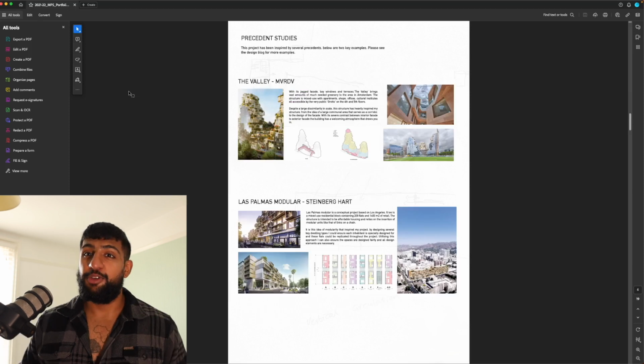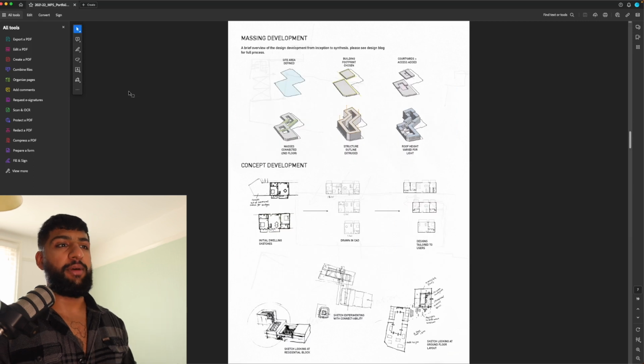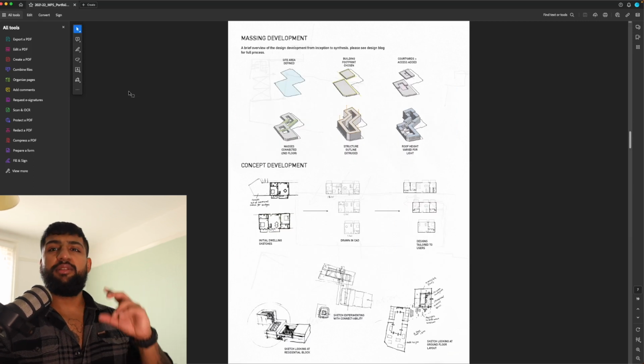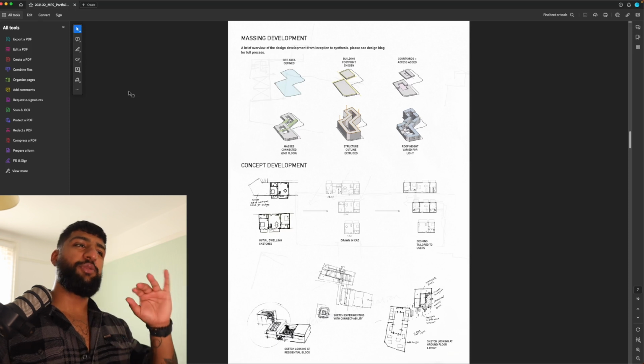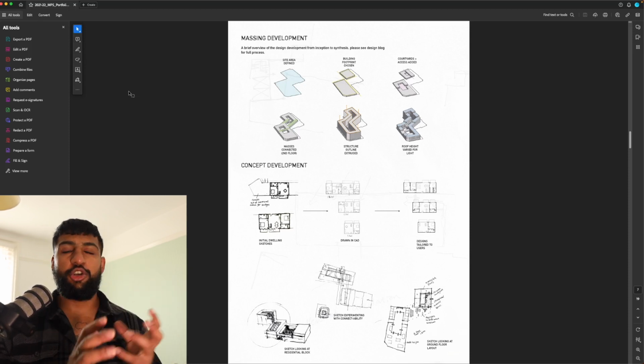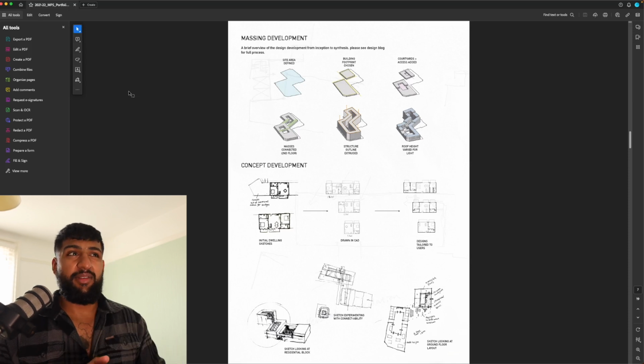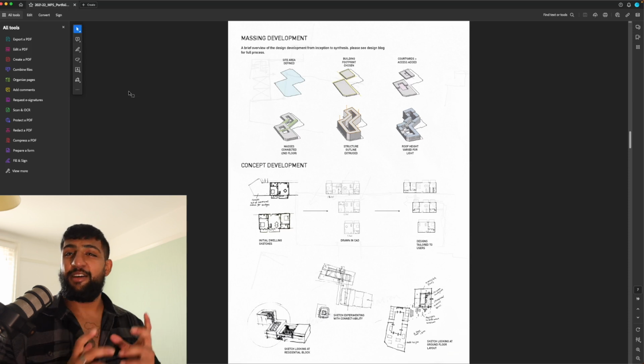Now, moving on to the next two pages, we have the precedent studies, and if I click forward, you've got my massing development. Now, as I mentioned, this is something we're expected to put in for our actual examinations and submissions, just to show how we've developed the idea. I spent a lot of time thinking about how I would improve this, and I think I figured it out.